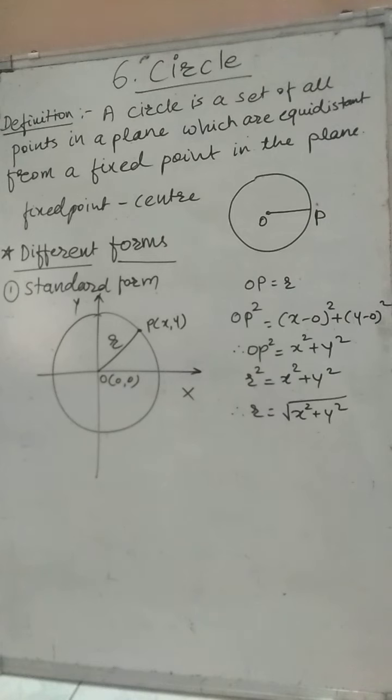We know the circle is a set of all points in a plane which are equidistant from a fixed point in the plane. In the 10th standard also we have studied circle. In this chapter we learn the equation of circle, different forms of circle, equation of tangent, condition for tangency, director circle. So what is a circle? Set of all points in the plane which are equidistant from a fixed point in the plane. Just remember the definition written on the board.